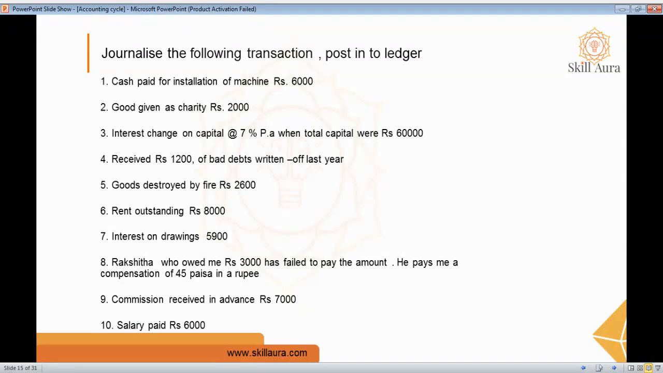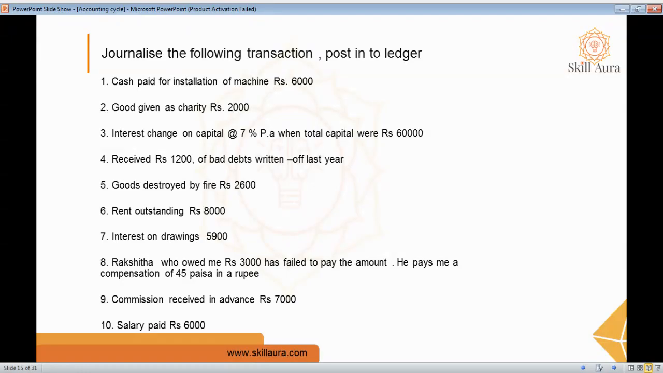And the next one is goods destroyed by fire, that is 2,600. Here we'll have two accounts. One is loss by fire, which is related to the destruction of goods by fire, that is a loss related account. So you'll debit the loss account. And when it comes to the inventory, that is credit, you'll credit it in the goods account, 2,000 rupees as credited.